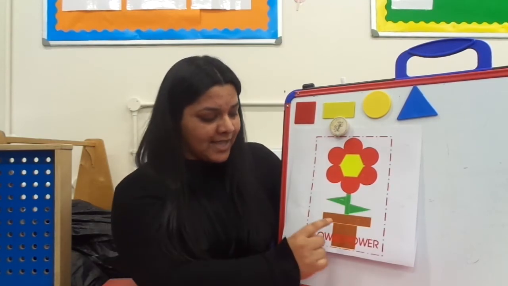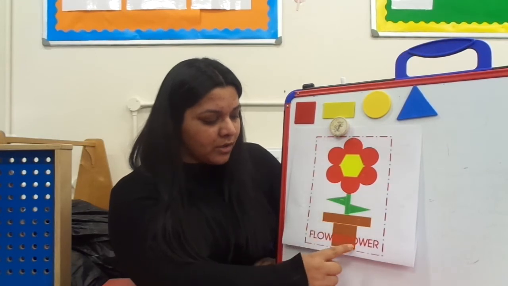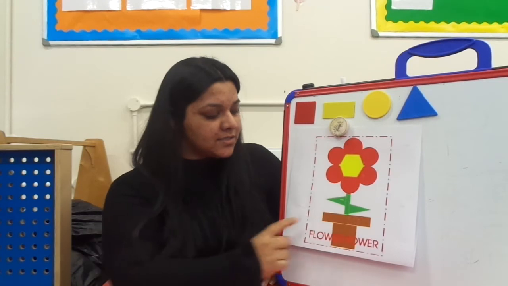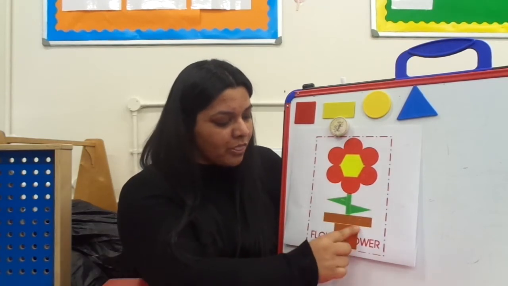Shall I double check and make sure it's definitely a square? Let's count the corners. 1, 2, 3, 4. 4 corners. Should we count the sides? 1, 2, 3, 4. Are all of the sides equal? Are they the same? I think they are. So we've got 1 square. Shall we move on to the next one?